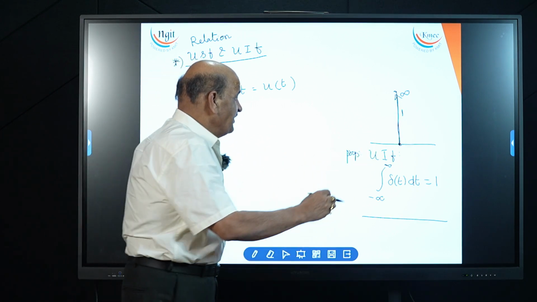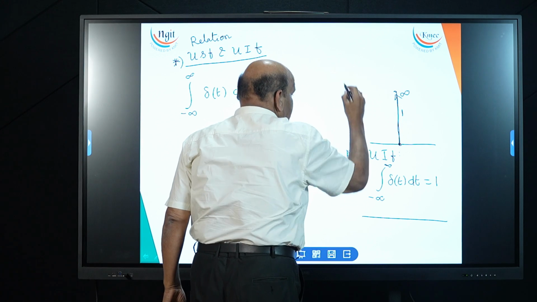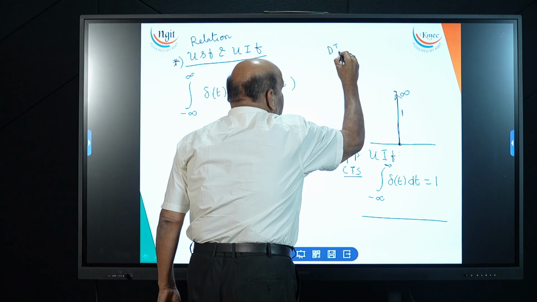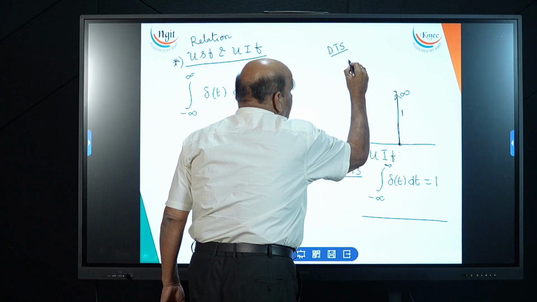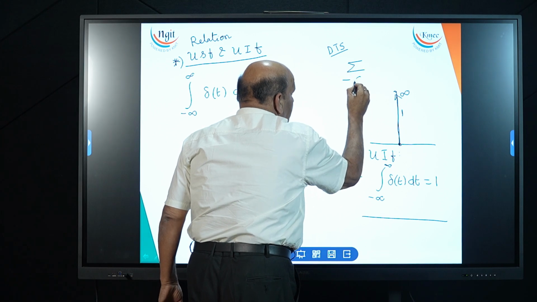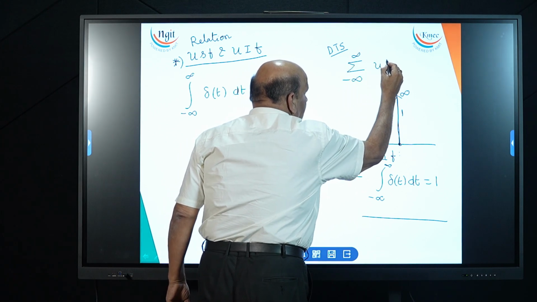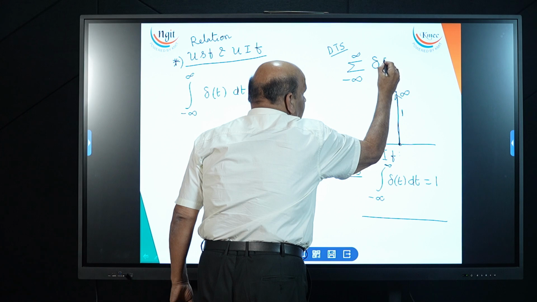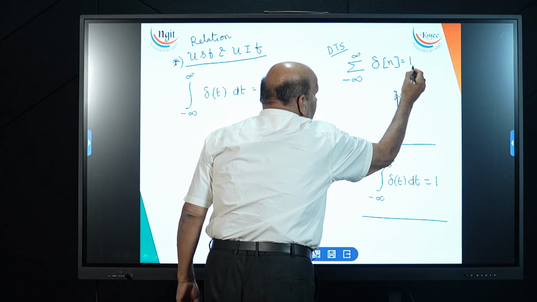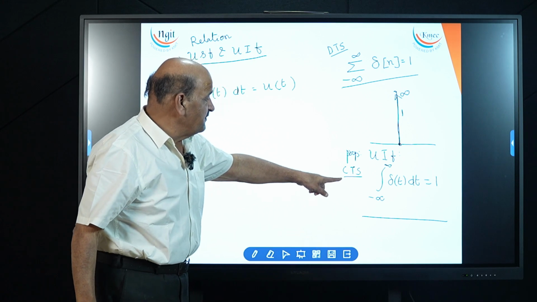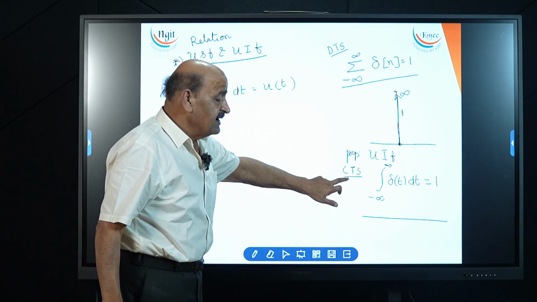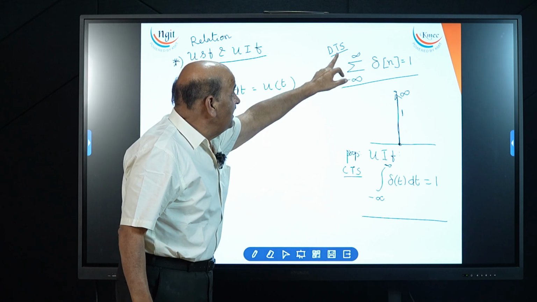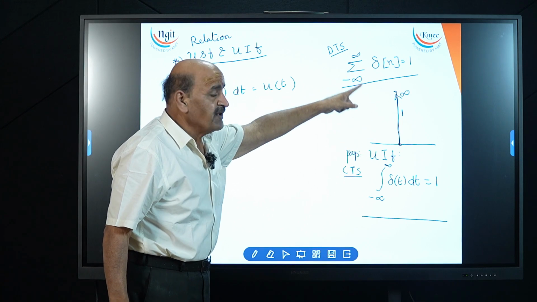The same concept is applicable for discrete time. This is the property for a continuous time signal. For a discrete time signal, the property of the Dirac delta function is the summation from minus infinity to infinity of delta of n, that is equal to 1. This is the important property of the Dirac delta function under continuous time signal, and this is the important property under discrete time signal. These two points you have to note down.